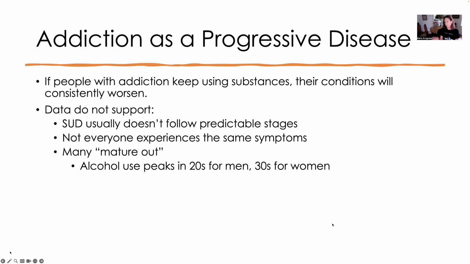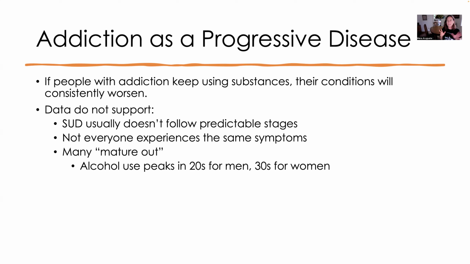Okay. Next concept, and once again, we're going to tear apart because these concepts have problems, is the idea that addiction is a progressive disease. It's just going to get worse and worse if it's not treated, or if you don't stop, it's just going to keep going up and up. You're going to have mild problems, and then you're going to have progressively more severe problems. Your condition will worsen. The data, again, don't support it. With substance use disorder, it usually doesn't follow predictable stages. In some people, it does that, but not in everybody.